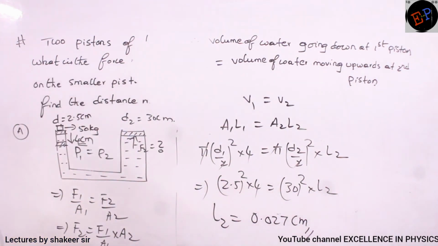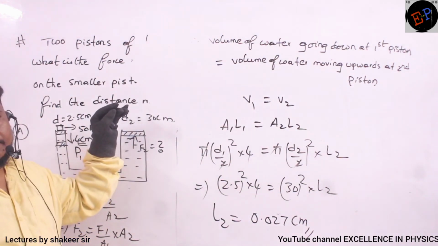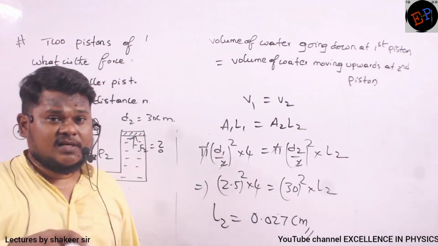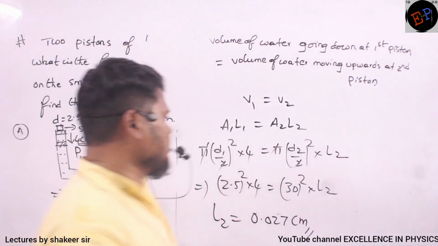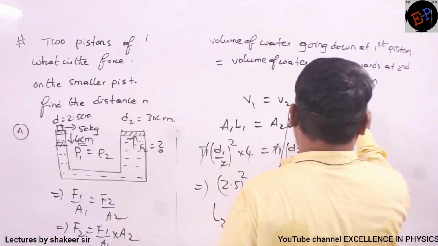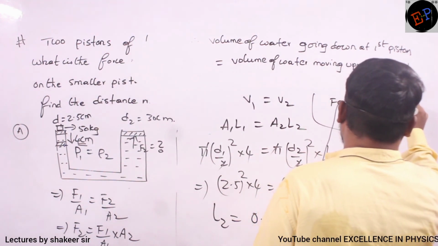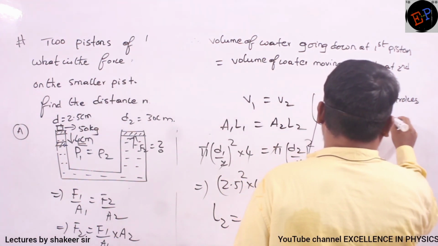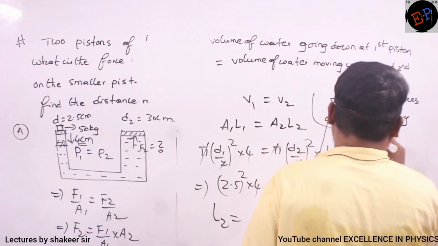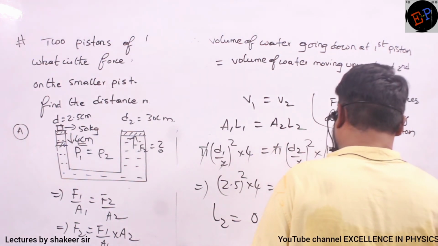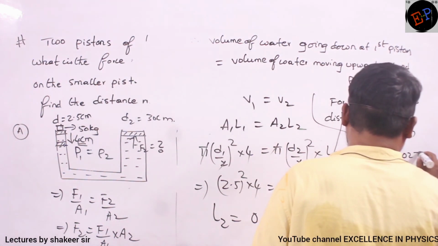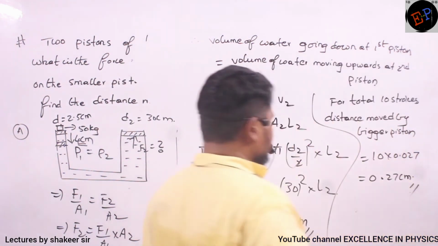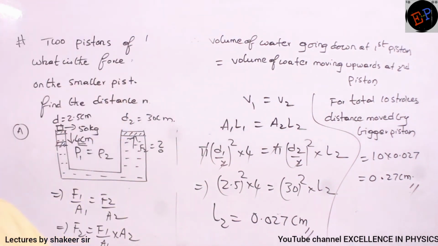Okay. So what is the distance moved by the bigger piston? It is 0.027 centimeters for one stroke. But he is asking us to calculate for how many strokes? 10 strokes. So therefore, for a total of 10 strokes, the distance moved by the bigger piston is equal to 10 into 0.027, which is equal to 0.27 centimeter. That is it. Is it clear? Very, very simple.